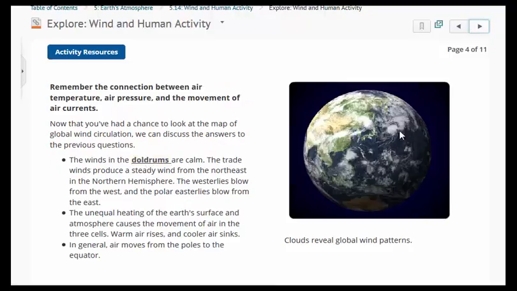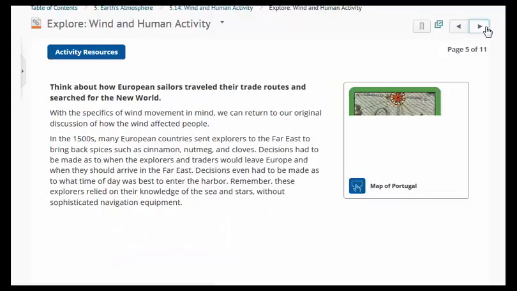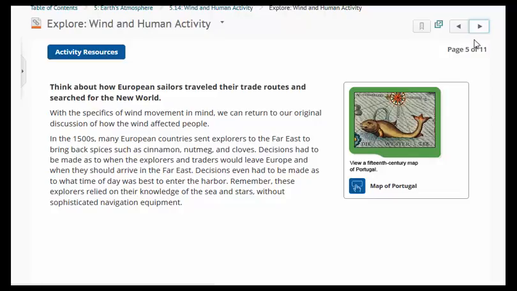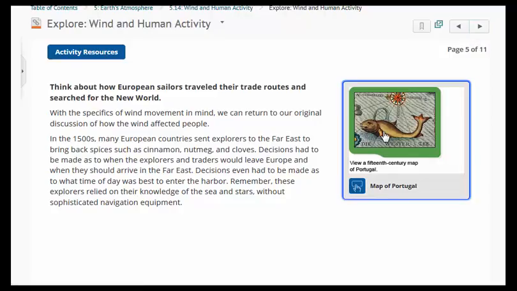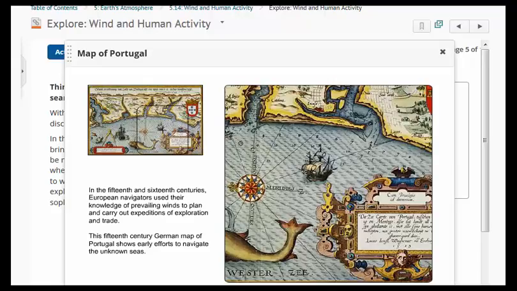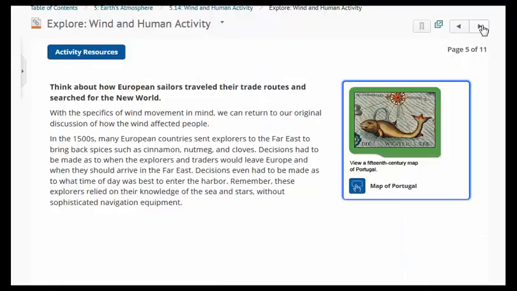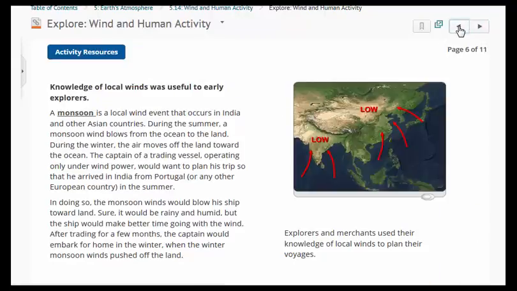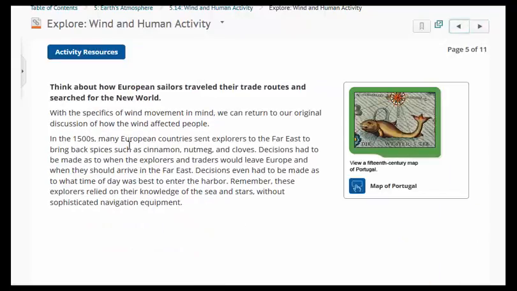Again, the doldrums are calm. They are at the equator. Trade winds go from 30 degrees north and south to the equator, and they were used by early explorers to trade goods and services.